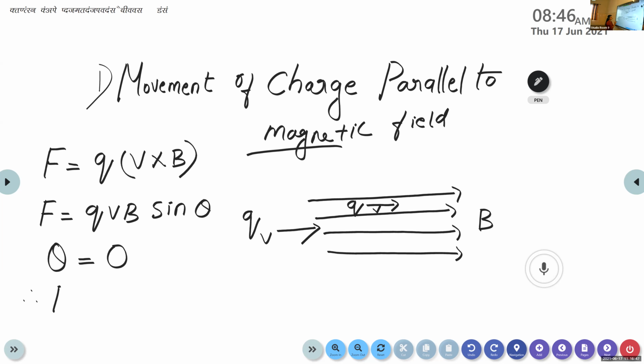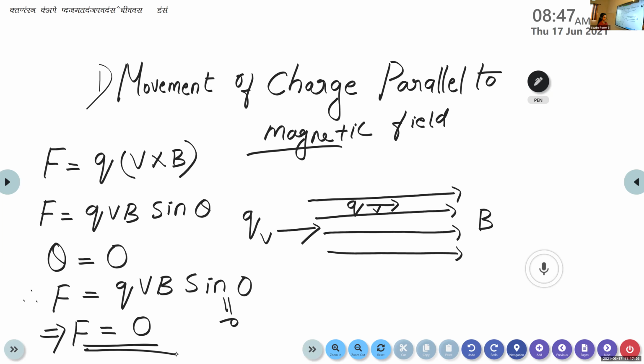Therefore, the force becomes F is equal to QVB sine 0. Since the velocity of the charge particle and that of the magnetic field are along the same direction, the angle between them is equal to 0. So we get F is equal to QVB sine 0. And what is sine 0? What's the value of sine 0? 0. So F is equal to 0, which implies the force experienced by the charge particle when it enters into a magnetic field in a parallel way is equal to 0.